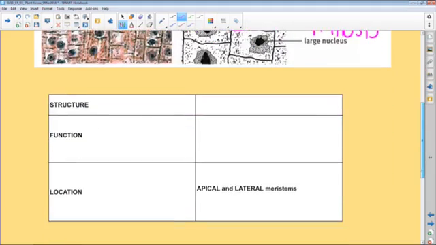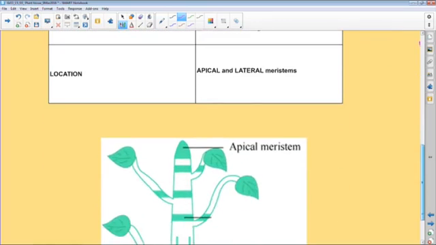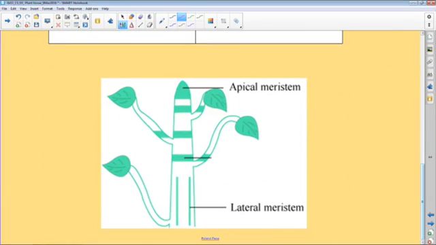So if I have a look at this tissue, this is my basic tissue. I'm going to find it in areas, now listen, I'm going to put the function in for you, where I need growth. I need this tissue to be able to divide, to bring new cells in to grow. Now, if you go back and revise last week, you would have seen the following words: an apical meristem and a lateral meristem. Apical means the top, right? And lateral means on the side.